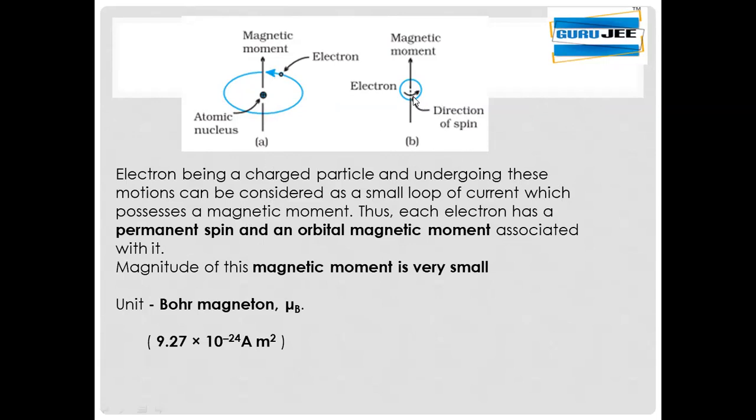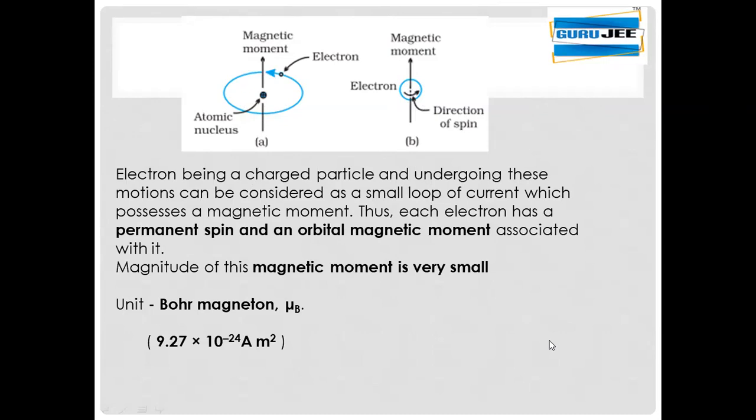Another one is, here you can see the electron itself has its own axis, so it can rotate about its axis. It also gives a magnetic moment to the electron. The revolving around the nucleus gives an orbital magnetic moment for the electron, and the rotation of the electron about its axis gives a spin magnetic moment. These two are the reasons for the magnetic properties of the electron.